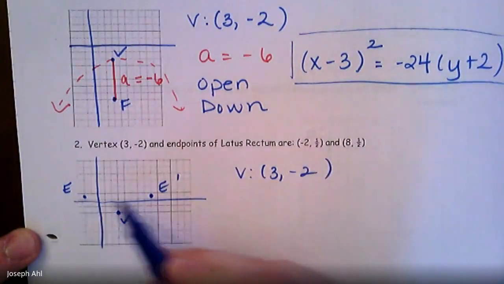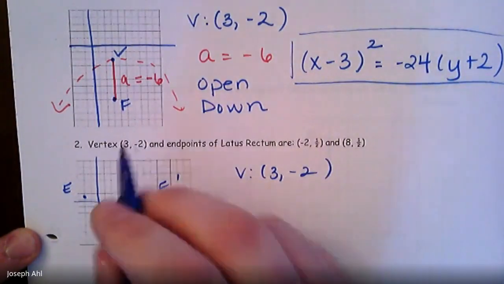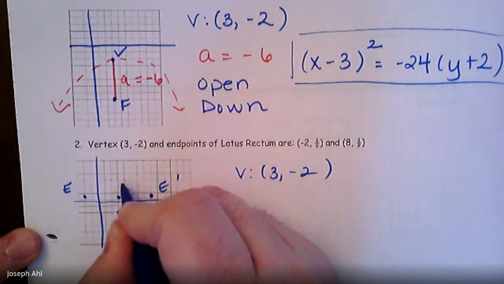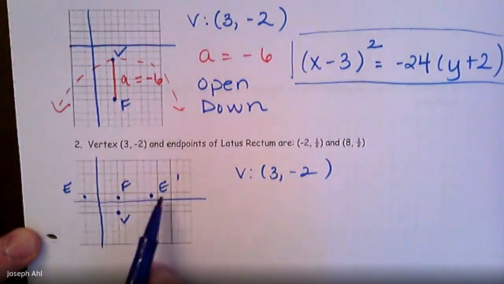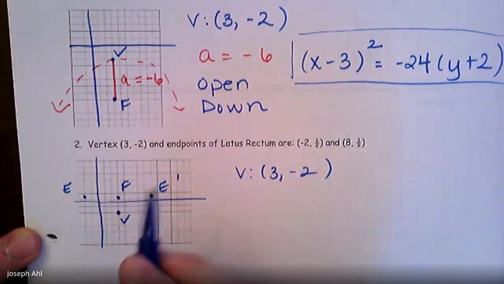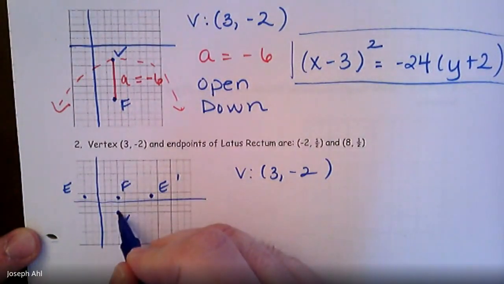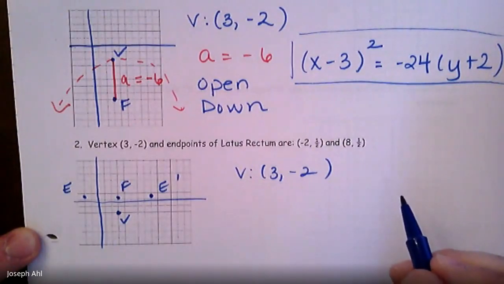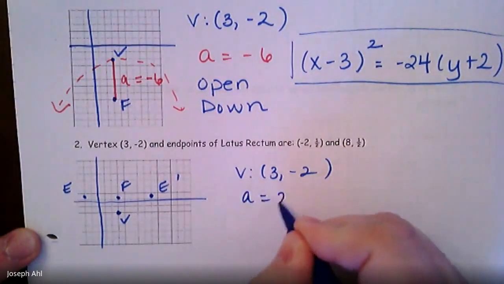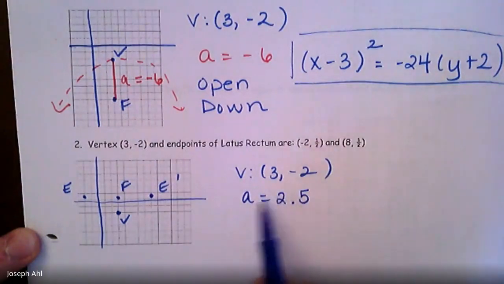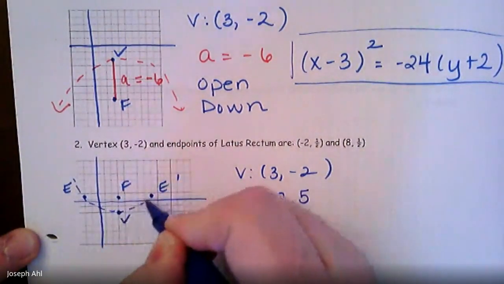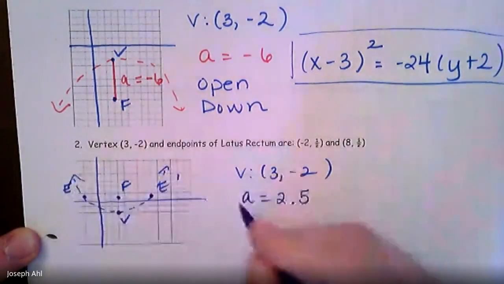But once I know that these are the ends of the LR, although it's not given to me, I know that the focus has to be midway in between those endpoints in line with them. Okay, so now that I can see where the focus is, I can see that the value of A is up 2.5, right? So A is going to be 2.5. And it is going to be positive because if I connect the ends of the LR to the vertex, I can see that this is a graph that opens up.